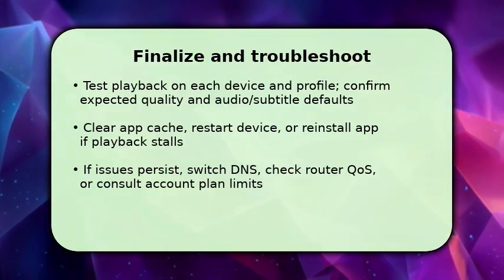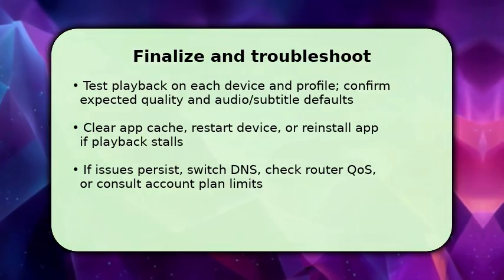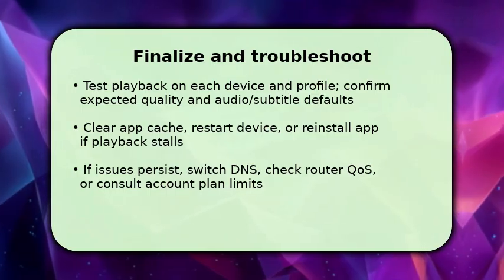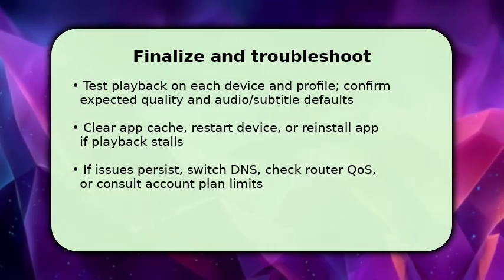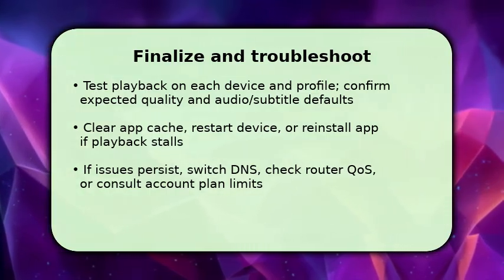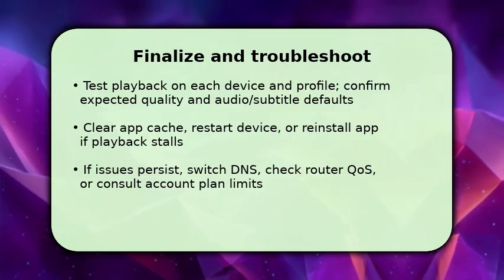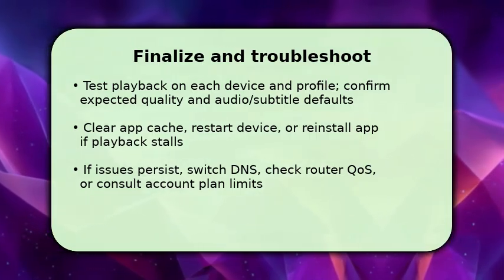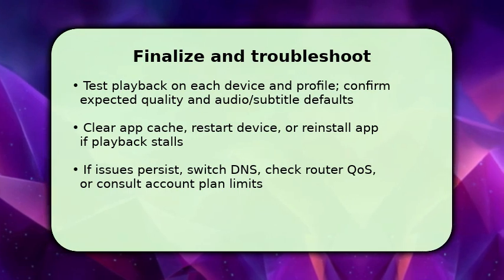If a stream stutters or won't start, clear the app cache, restart the device, and, if needed, reinstall the Netflix app to remove corrupted state. One key troubleshooting tip: if problems continue, try changing DNS or enabling router quality of service for streaming.